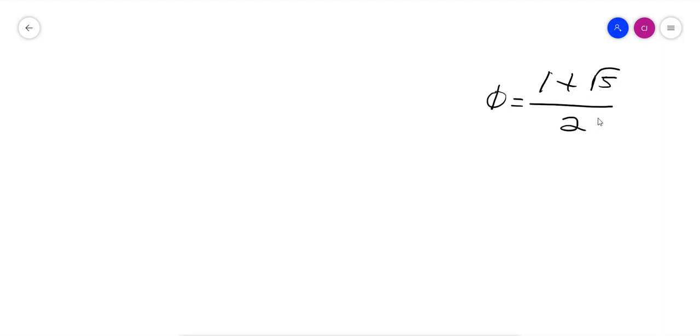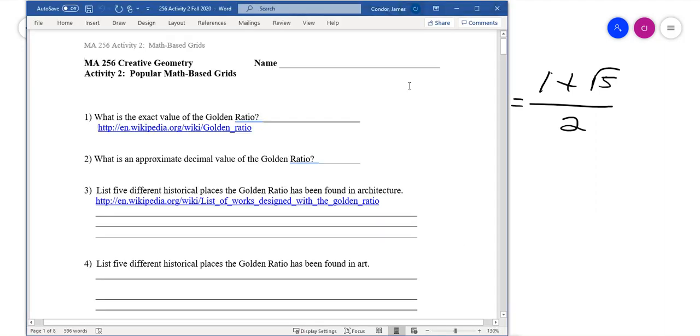Because of this square root here, that gives us an irrational number. Irrational numbers are numbers that are non-terminating, non-repeating decimal values. That means the decimals just keep going out, right? And so this one does too. If we bring that file back up again, that's 1 plus the square root of 5 divided by 2 for number 1. And what's the approximate decimal value of the golden ratio?